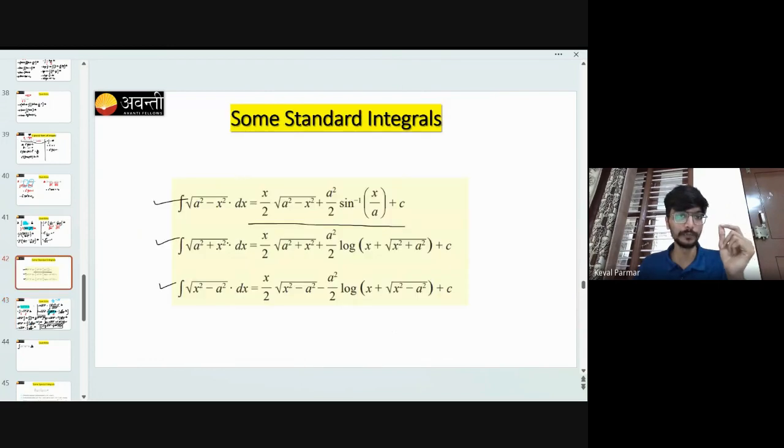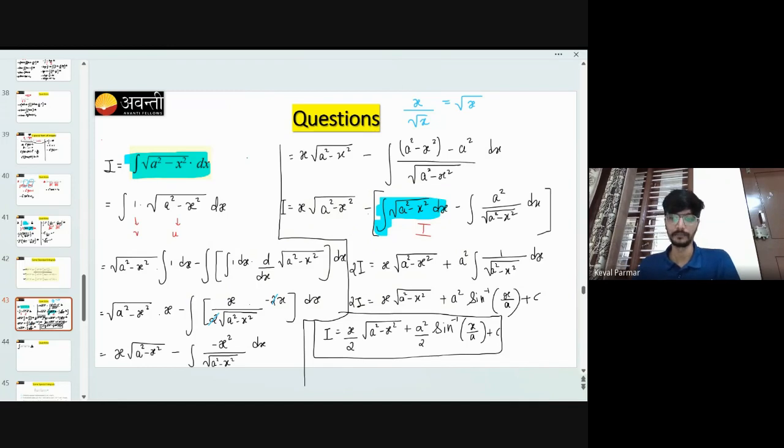Similarly, you can do these proofs, the second and third one. Same thing you'll do. U into V rule, multiply it with 1, use by parts, and you'll get the answer. So let's look at the question, right?